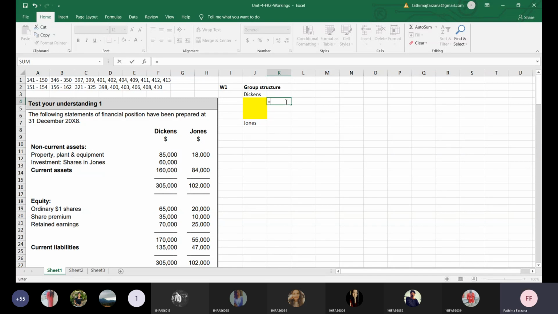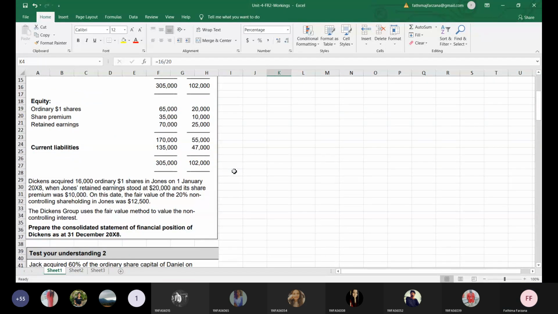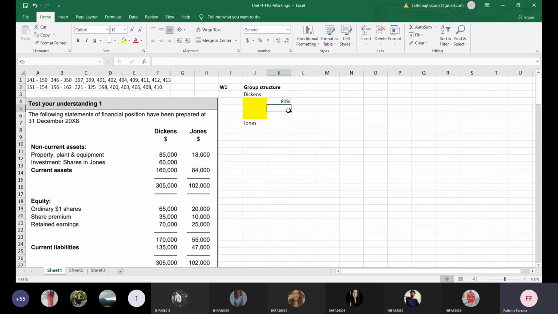How will you find the percentage? 16,000 divided by 20,000, I can convert into percentage, which is 80%. So Dickens is holding 80% in Jones. When is this acquisition happening? 1st January 2008. And what is the reporting date? 31st December. So this acquisition started at the beginning of the year itself. So this is the group structure: 80%, and since it happened on 1st Jan, the complete year is post acquisition.